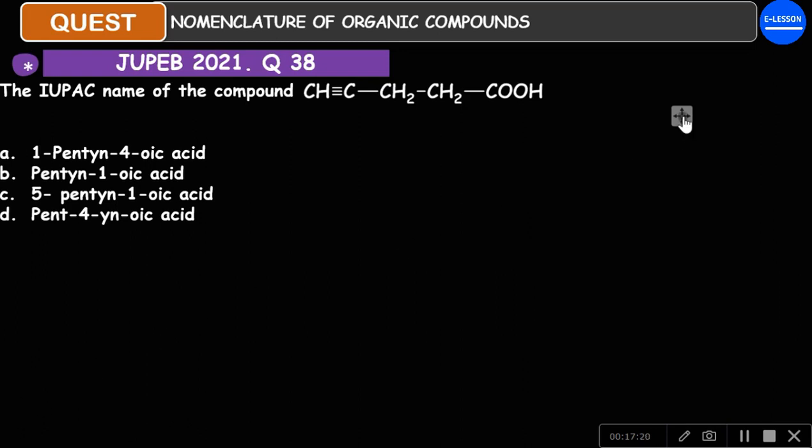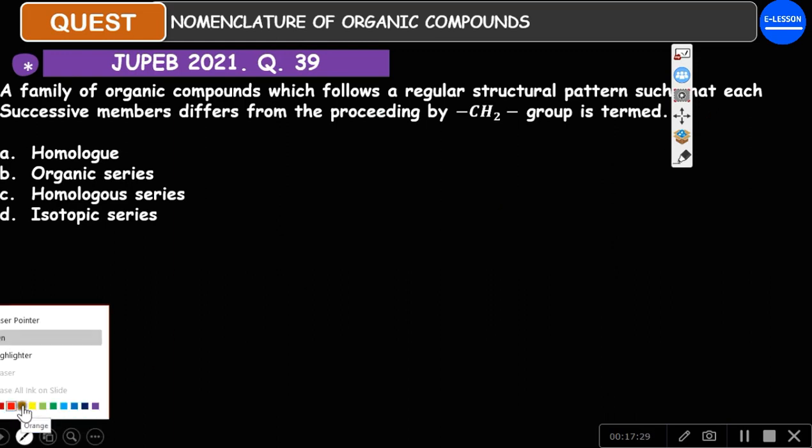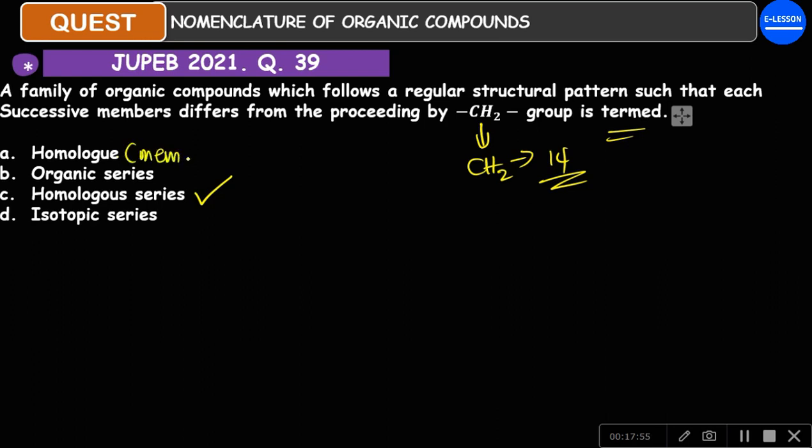Next question says, a family of compound which follow a regular structural pattern such that each member differs from the preceding by CH2 group. We say CH2 group is also called methylene, right? And it has atomic mass of 14. It's termed as, we said this is called the homologous series. The homologs are the members, but the series are called the homologous series. So you cannot choose homolog, but rather choose homologous series as the correct answer to this.